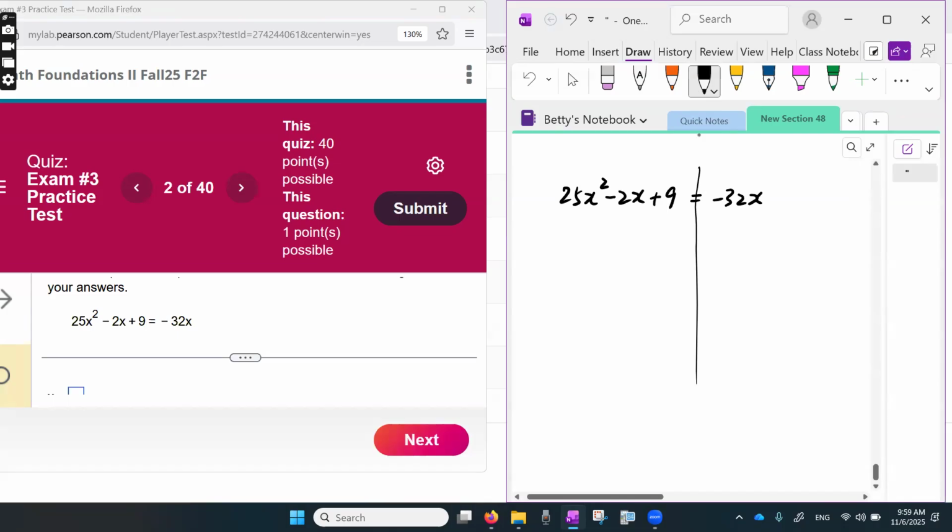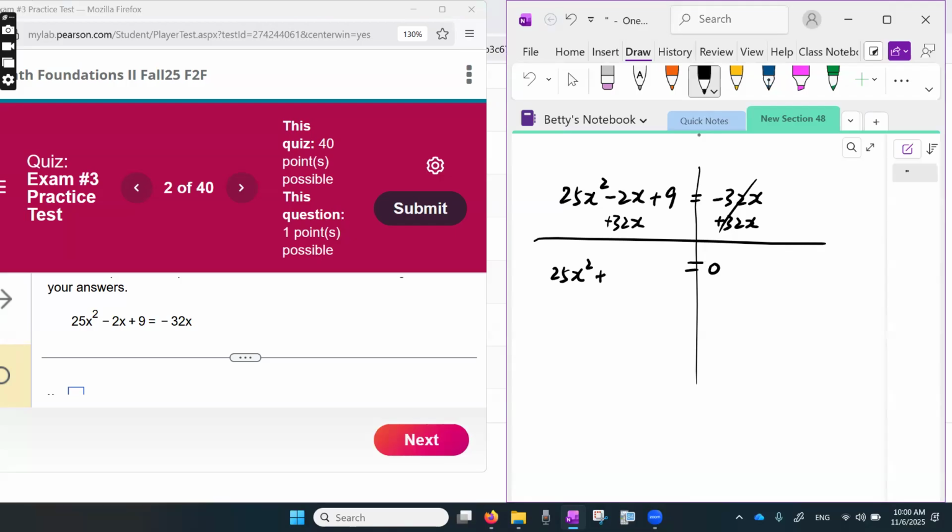To do that, we add 32x to each side of the equation, all right? Then we have the right side equals 0. We cancel. The left side becomes 25x squared, negative 2x, positive 32x. That gives 30x. Bring down 9. Let me adjust the equal sign.